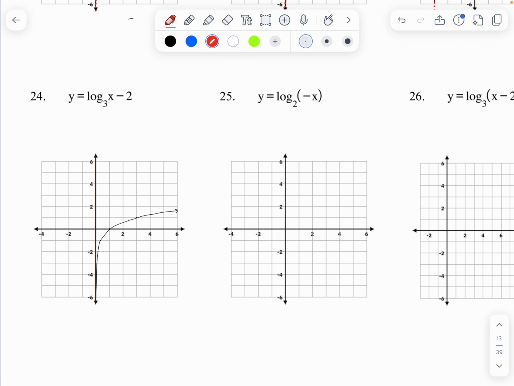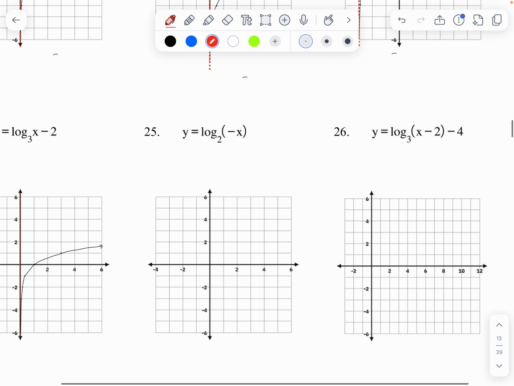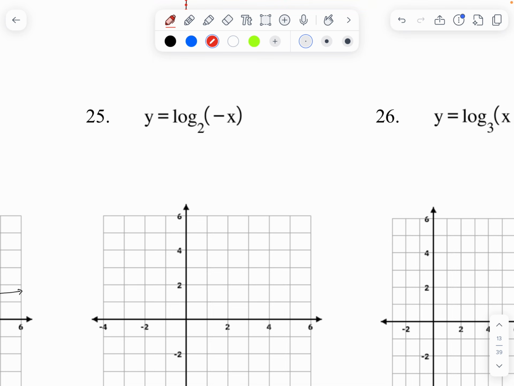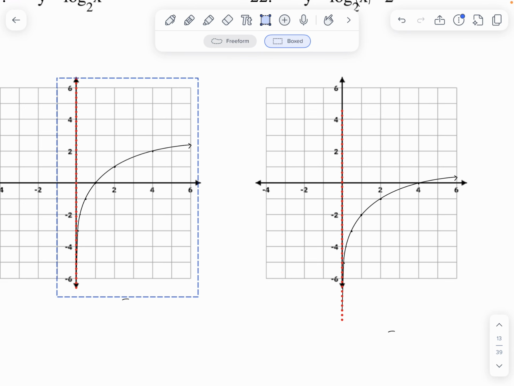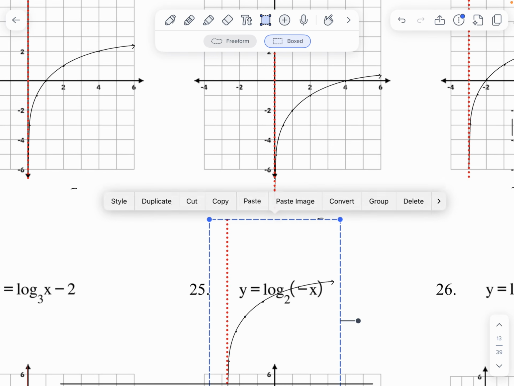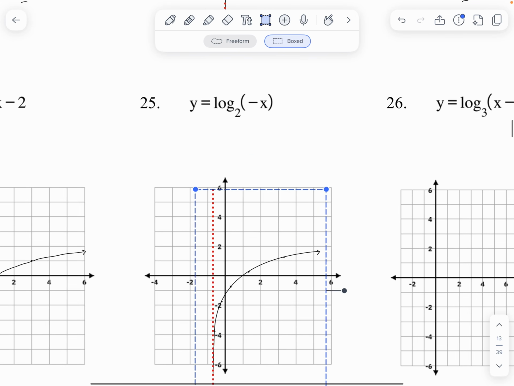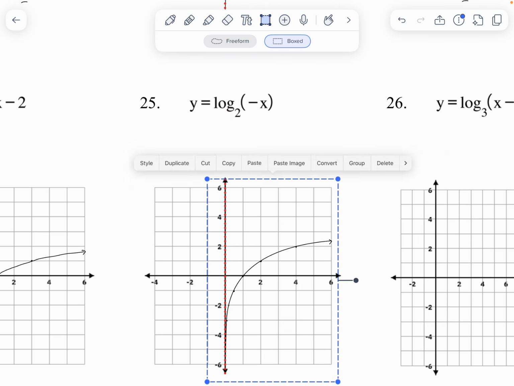And since we have log base 2 of negative x, this becomes negative. So all of the points basically flip over to the other side. So the positive become negative. So what that means is, duplicate. Right, we have this here. And now we flip it.